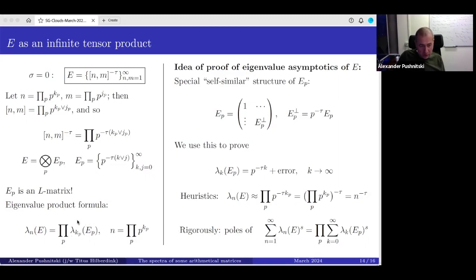And because of this eigenvalue product formula, they can be factorized as products of the corresponding objects for the EP matrices. And then we have to analyze their behavior analytically as functions of complex variable S. They will have some analytic continuation to a certain strip. They will have poles somewhere, and these poles will determine the asymptotics, at least the first term of the asymptotics of them. That's the construction.